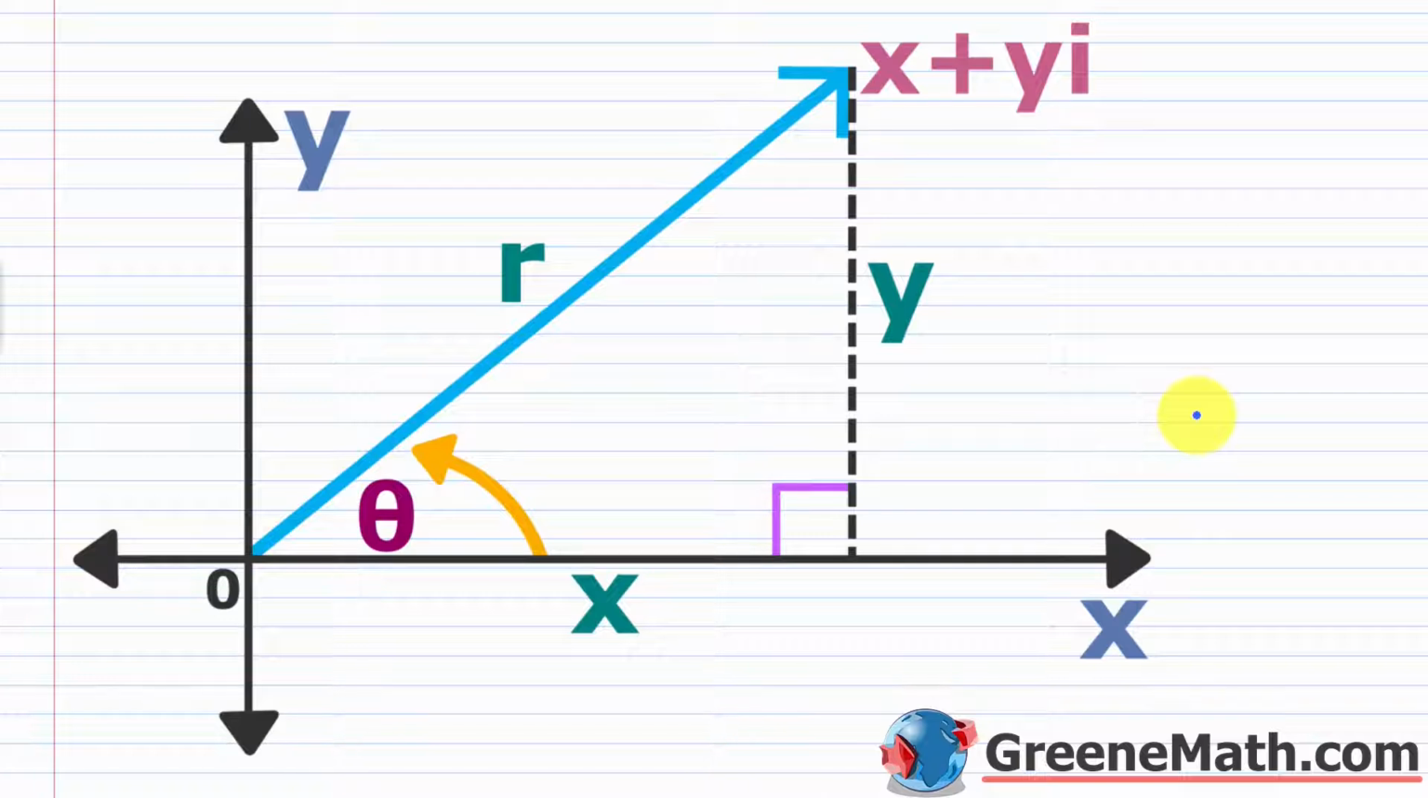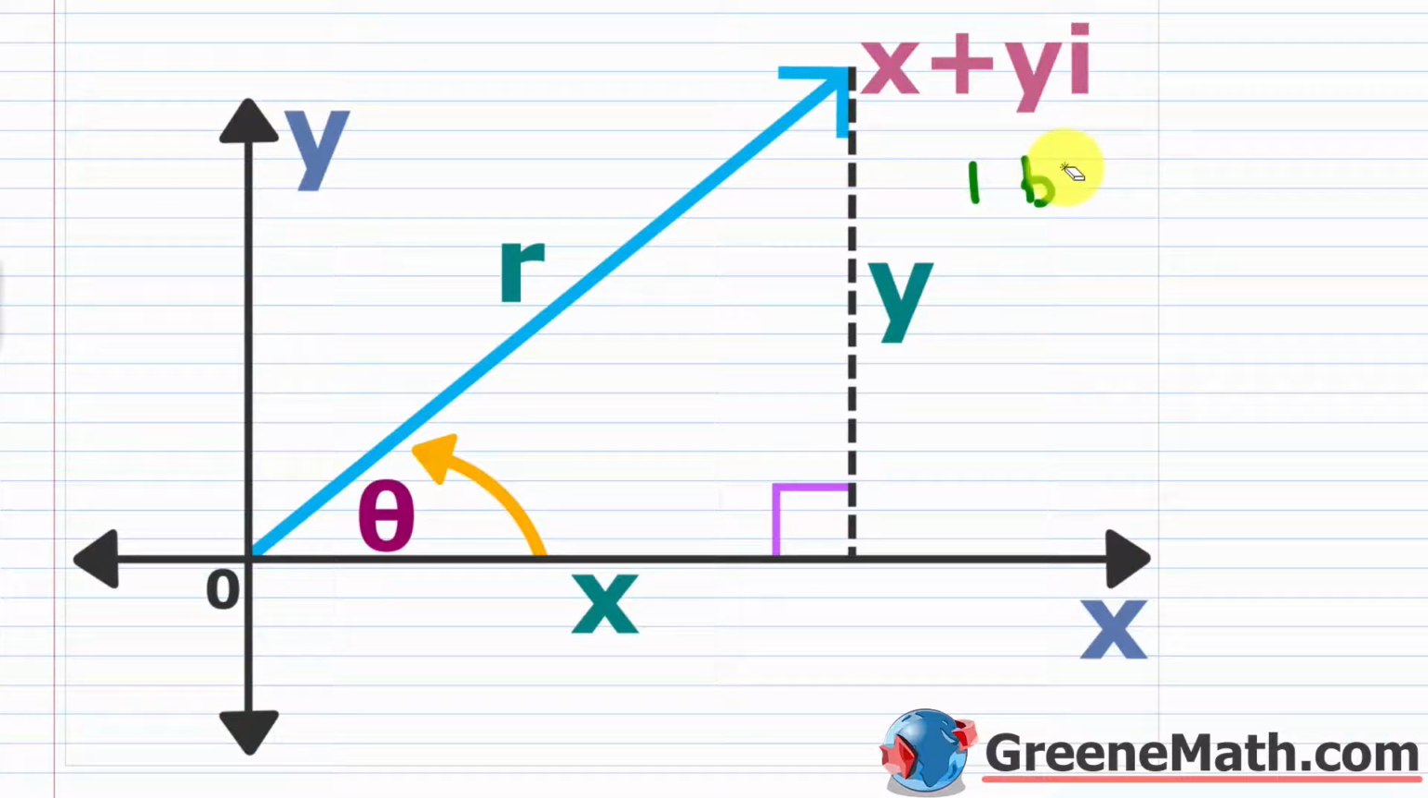So typically, we see our complex numbers written as a plus bi, where again, the a is the real part and the b is the imaginary part, or some books will say bi is the imaginary part. So what we're going to do is just switch this over to x plus yi, where x is now going to be the real part and y is going to be the imaginary part.